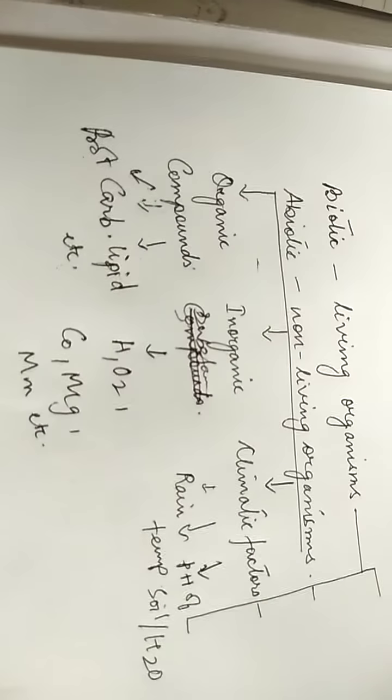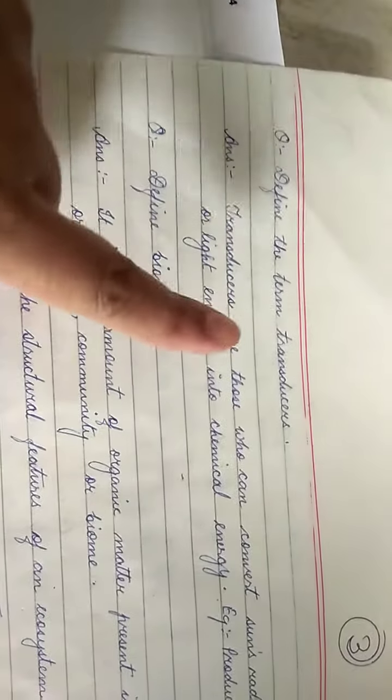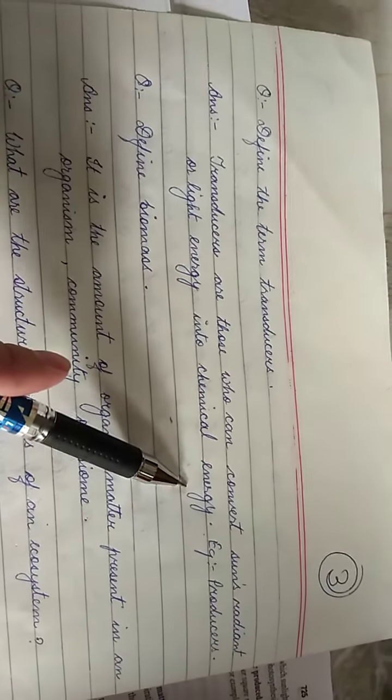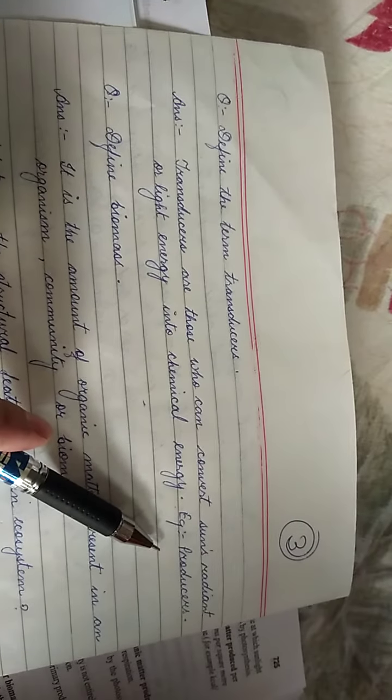So, before going to the functional unit of an ecosystem, I would like to discuss some points. As you can see, I have already given in the notes transducers. Transducers are those which can convert the sun's radiant or light energy into chemical energy. I hope you have understood. For example, producers. They are also known as transducers. And the phenomenon is known as transduction.